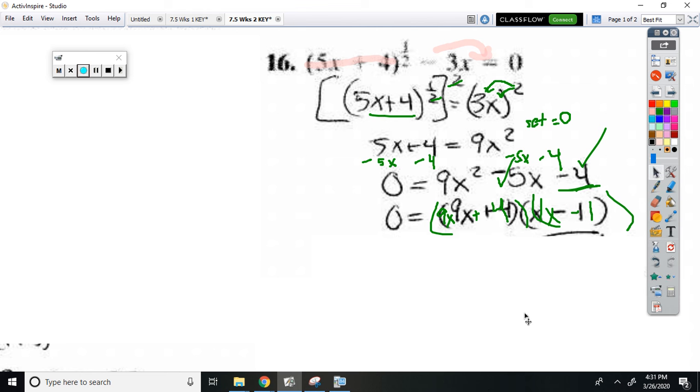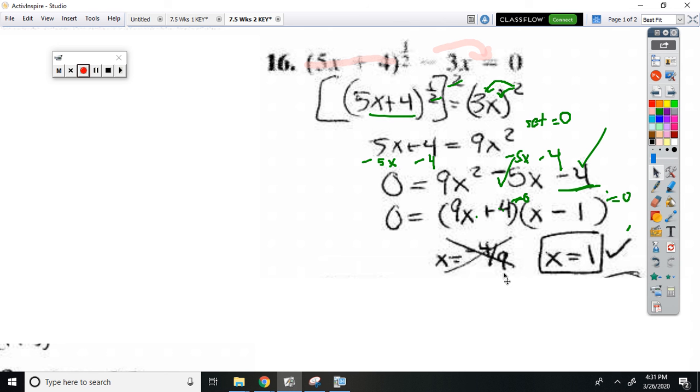All right, we then need to set each of those equal to 0 using our zero product property. So we're going to set this one equal to 0, and we're going to set this one equal to 0. That first one requires 2 steps. We need to subtract 4 and divide by 9, which will get me negative 4/9. The other one, we just need to add 1 to both sides.